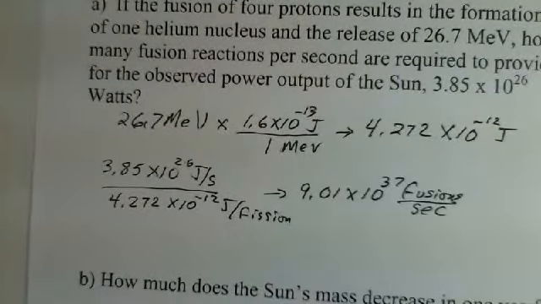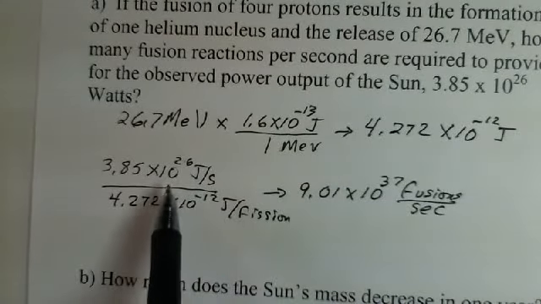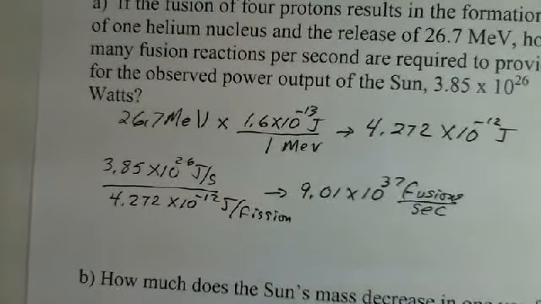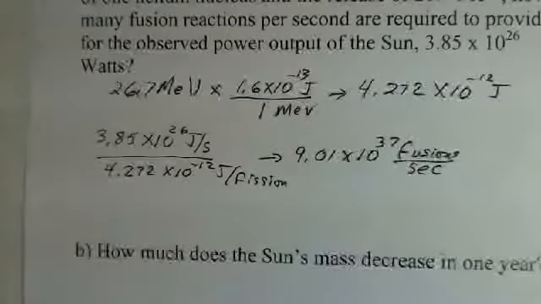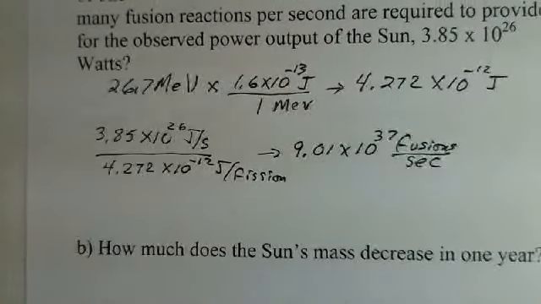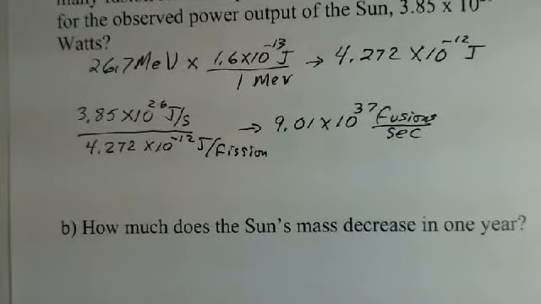We found how much energy for one fusion. We divided that amount into the visible luminosity of the sun, and we find the number of fusions that are occurring per second. So part B, how much does the sun's mass decrease in 1 year?